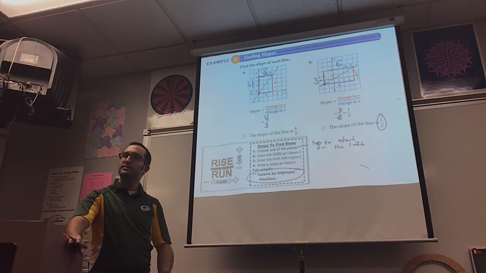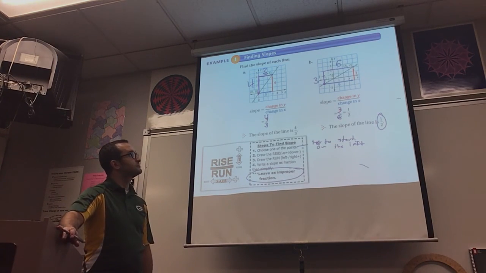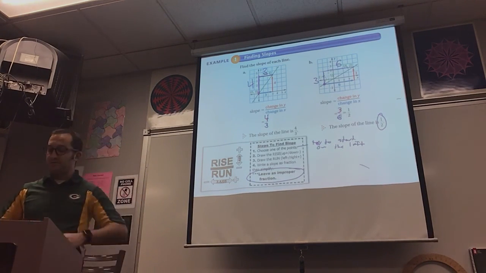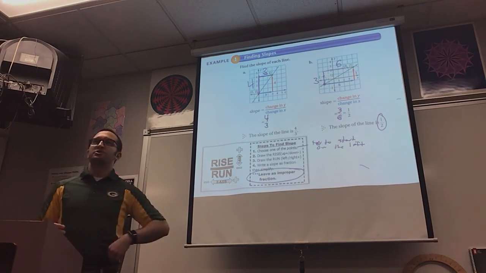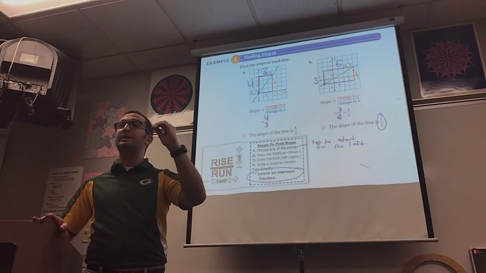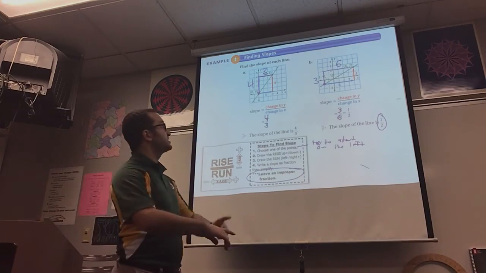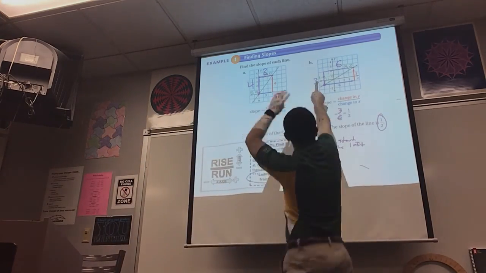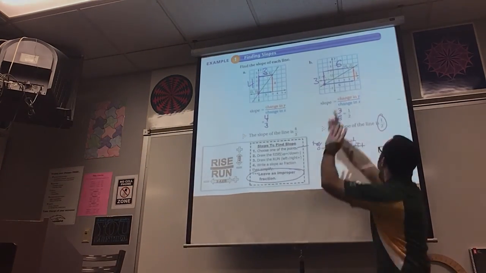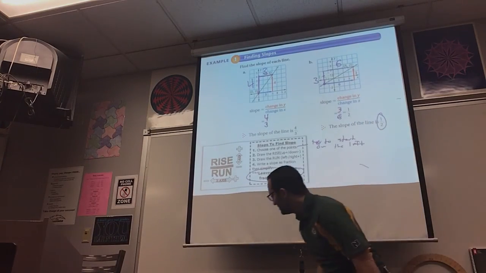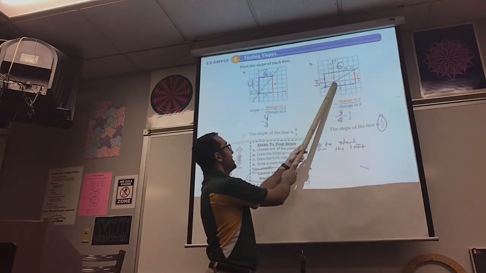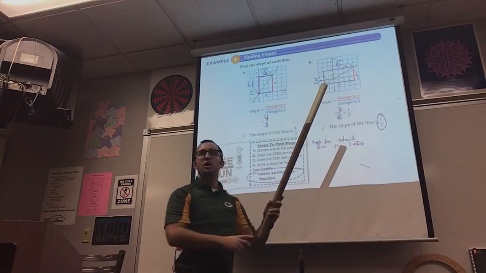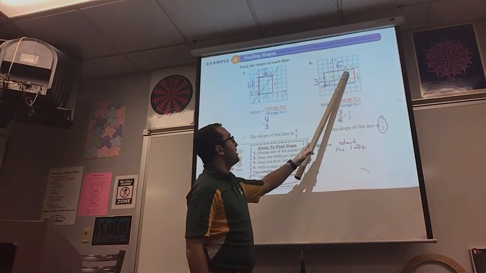Questions? Yes? Why would you go up 3? Because I'm trying to find the change in y over the change in x. That's the change in y between the points. So you notice the first point is down here. The second point is up there, right? I should just use this. So I'm going from here to there, right?